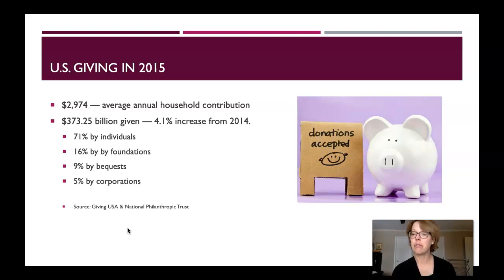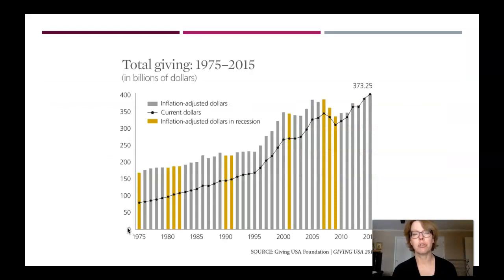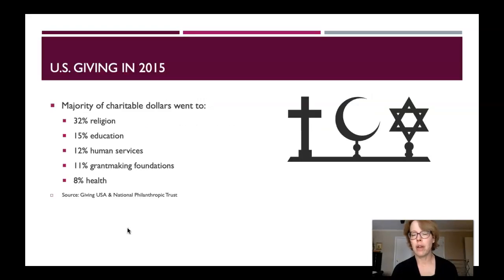71% of that money was given by individuals, not just foundations or corporations, but by people, personal individuals and families that wanted to help and give to a cause that they believe in. So you can see how much has been given since 1975. This is through 2015, and how it just continues to increase the amount of giving that Americans do. The majority of charitable dollars went first to religious organizations, then to education, human services, grants, and health. Just kind of an interesting stat for you there.